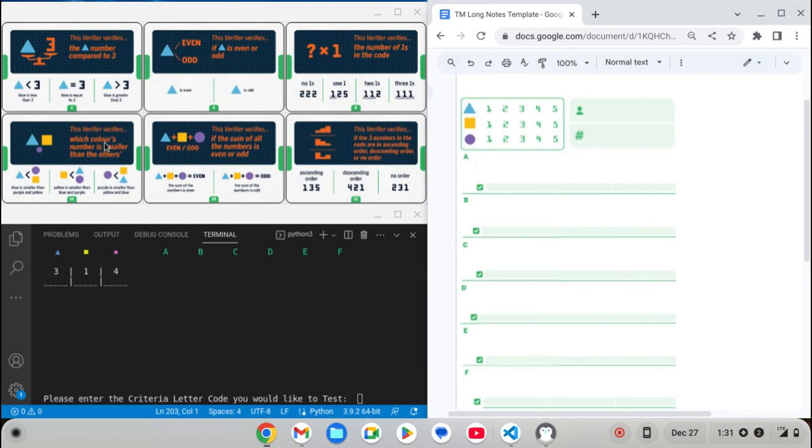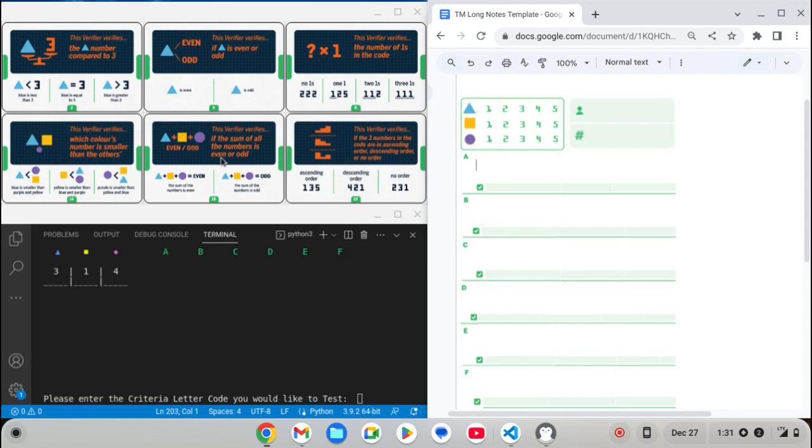Criteria card D will take a look at our 3 digits, triangle, square, and circle, and the Turing Machine will let us know which one is the absolute smallest. Should triangle be the smallest? Should square be the smallest? Or should circle be the smallest?